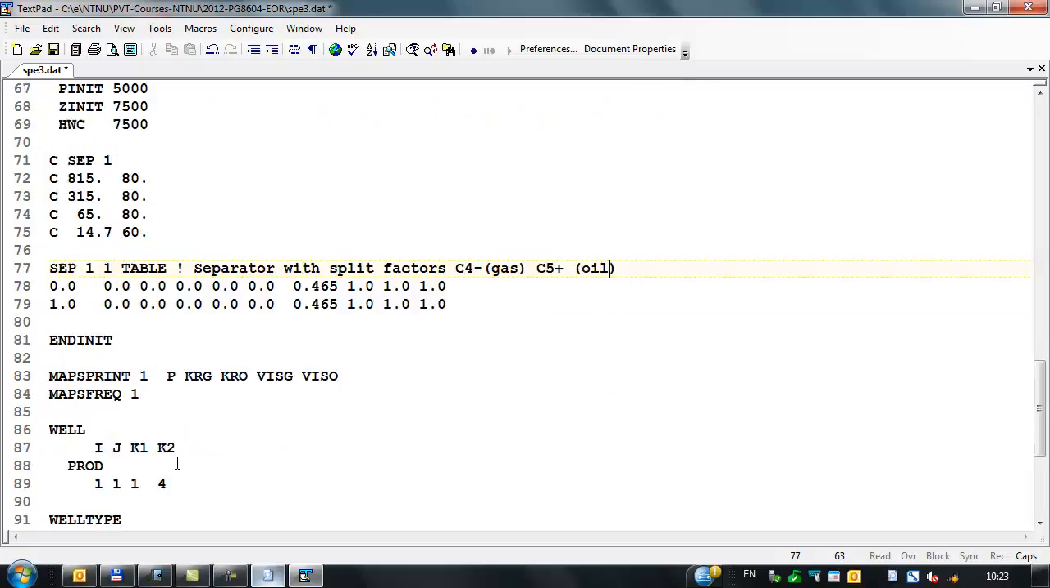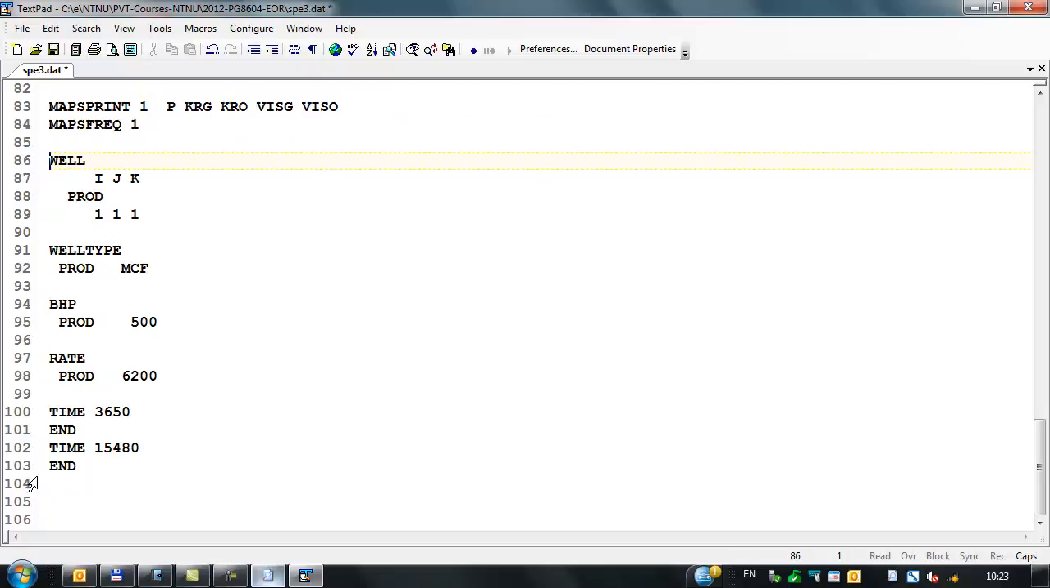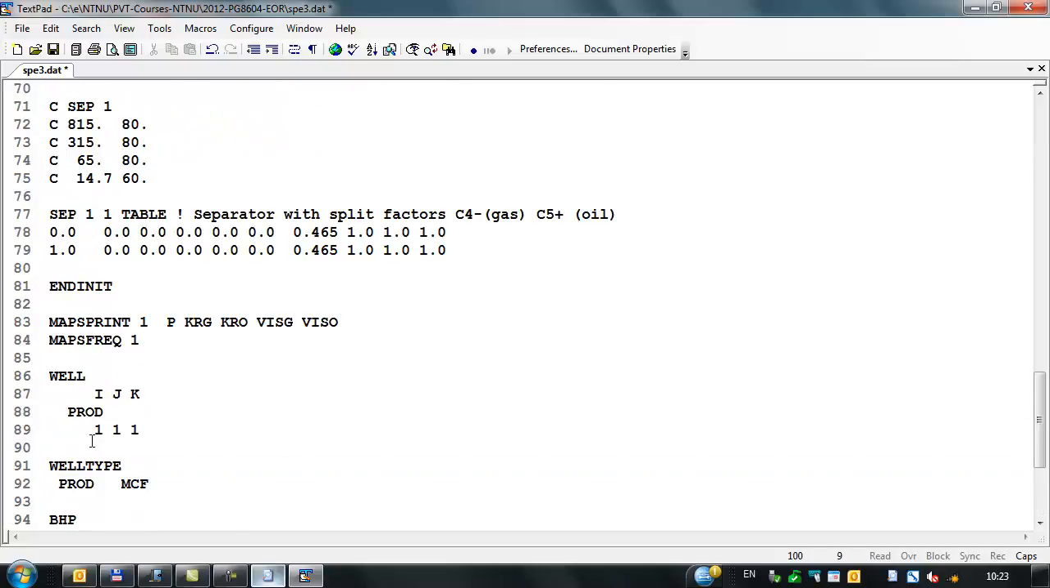And then this perforation, we don't need K1 to K2 since it's only a single layer. The well's there, producing at some rate for 10 years. We'll probably take that longer. Actually, just to make sure everything's running, we'll run it for a year just to see what happens.